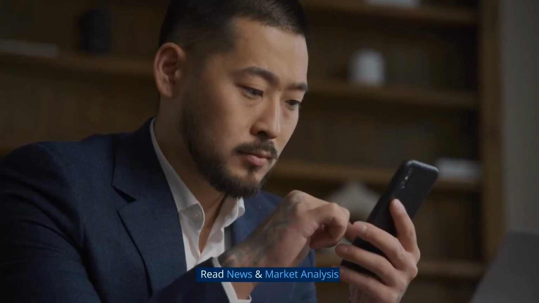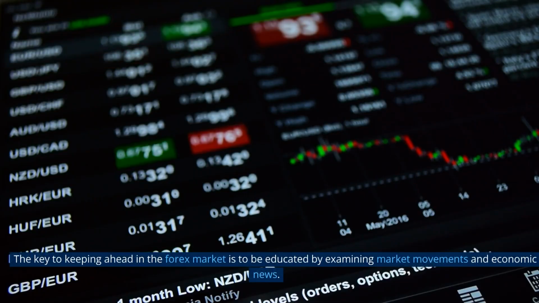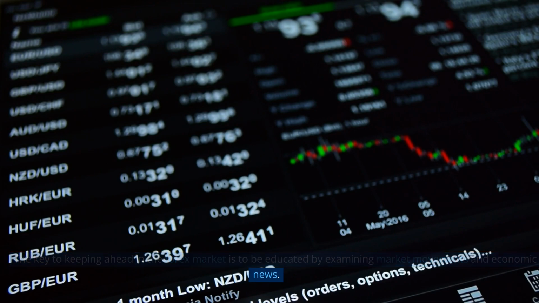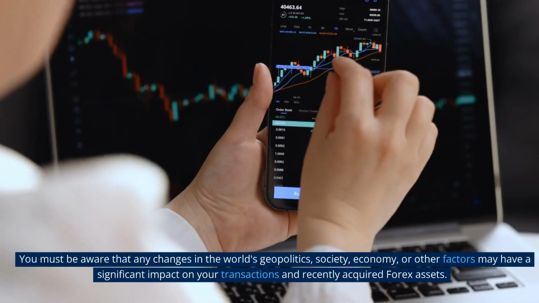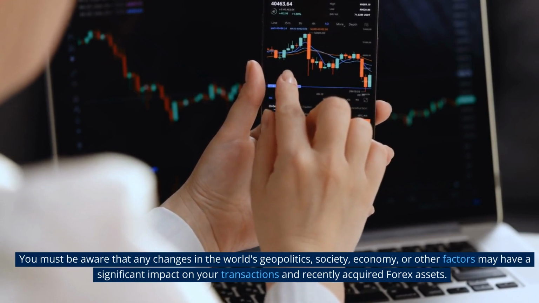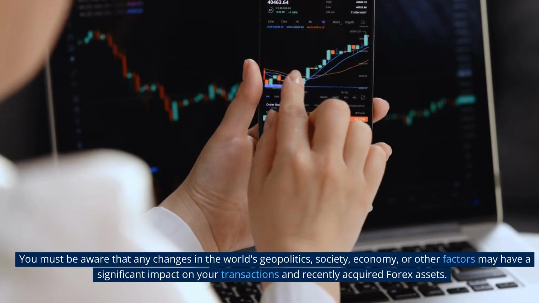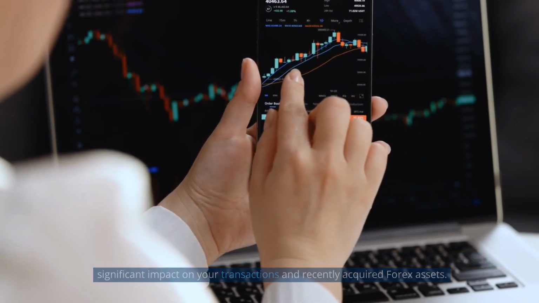Read news and market analysis. The key to keeping ahead in the Forex market is to be educated by examining market movements and economic news. You must be aware that any changes in the world's geopolitics, society, economy, or other factors may have a significant impact on your transactions and recently acquired Forex assets.